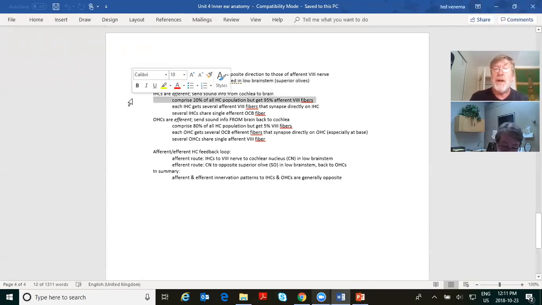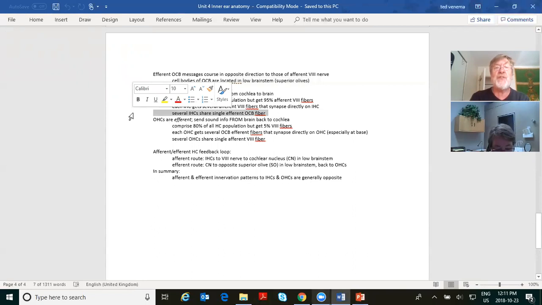They comprise 20% of all hair cell population, but they get 95% of the eighth nerve fibers. Each inner hair cell gets several, I'd cross out several and say 10 eighth nerve fibers that synapse directly on the inner hair cell. And several inner hair cells share a single efferent olivocochlear bundle fiber. So that's what I mean by the opposite.